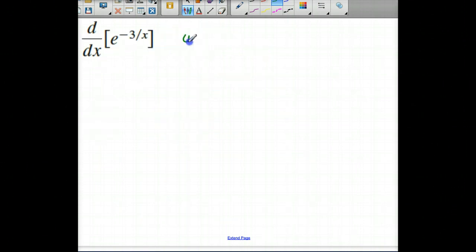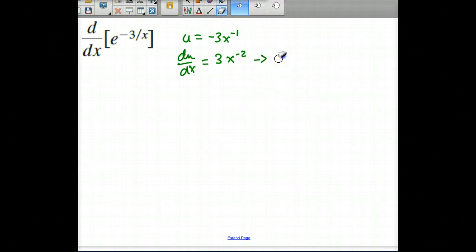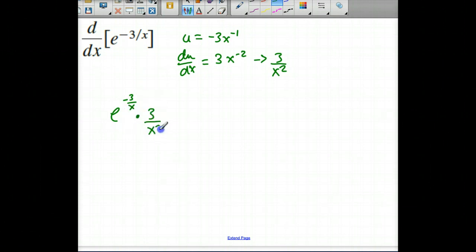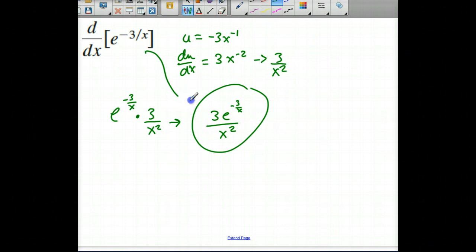So I would rewrite that exponent as negative 3x to the negative 1. The derivative of it, multiply, and then subtract 1 from the exponent. So that equals positive 3 over x squared. So now the derivative of e to the negative 3 over x is e to the negative 3 over x times 3 over x squared. So I would write that as 3e to the negative 3 over x, over x squared, like that. So that's your final answer for the derivative of that.